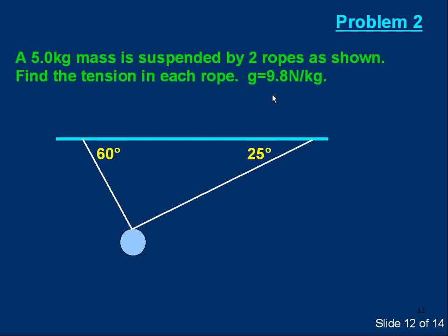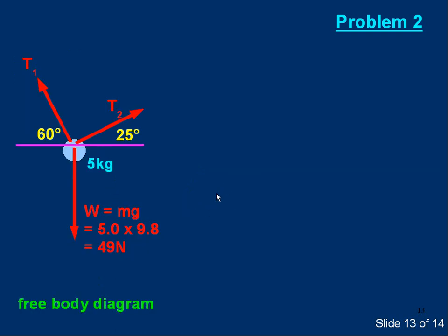Let's go through it. The first thing we're going to do is draw a free body diagram and just show the forces acting on the object. That'll make it a bit easier to see what's happening. So I'm going to redraw this. Take a look at it. We've got tension. That rope is at 60 degrees to the horizontal. Tension here, that rope is 25 degrees to the horizontal. So our free body diagram can be drawn like this.